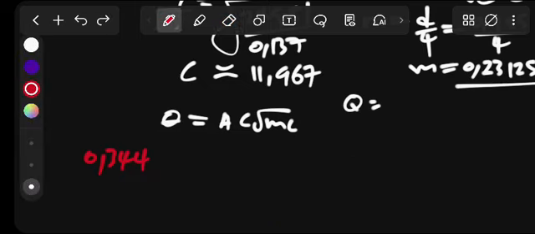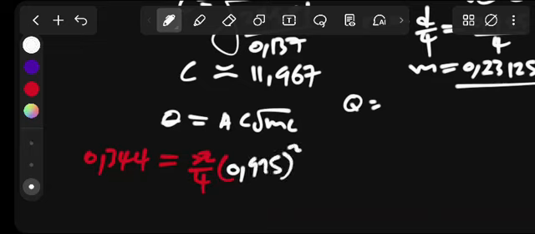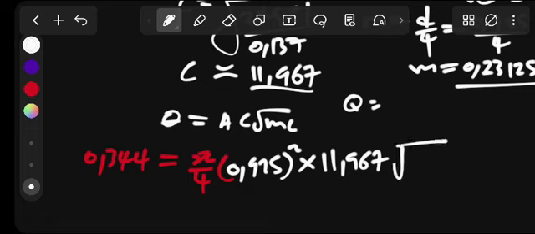So this will be equal to, the area is pi over 4. The diameter does not change, we're still using that diameter 0.925. Then we have this squared, multiplied by the chassis here 1,967, multiplied by the square root. Then we have m there, which is 0.23125 multiplied by I. We're wanting this gradient.